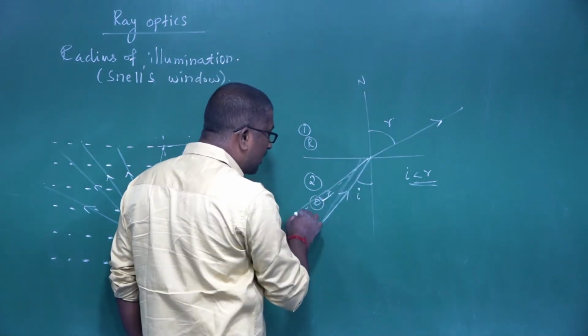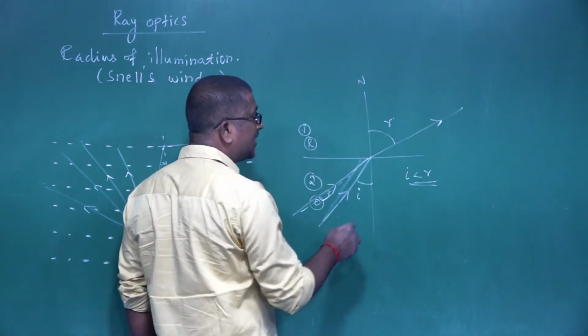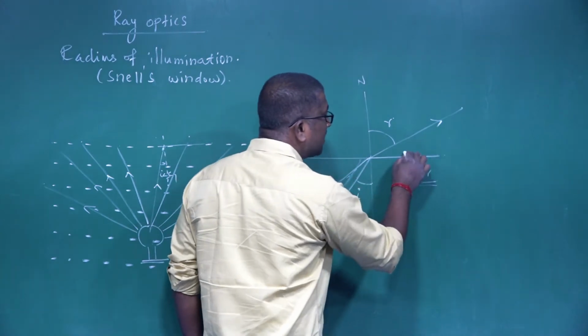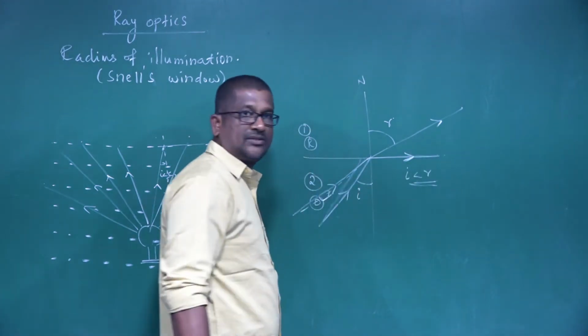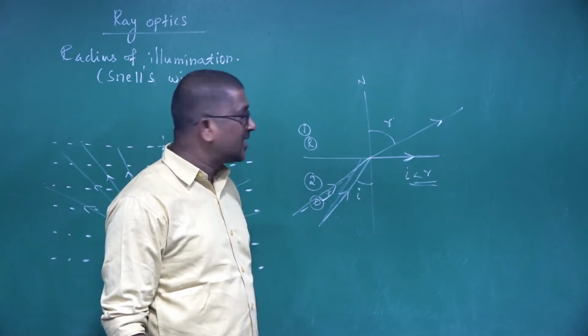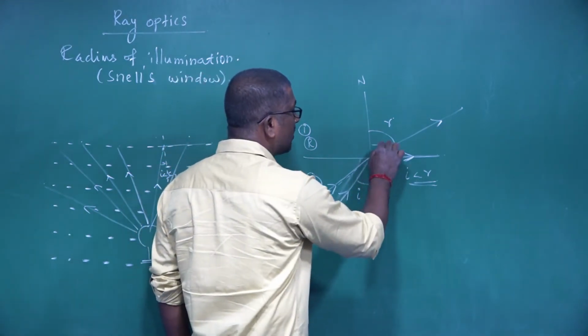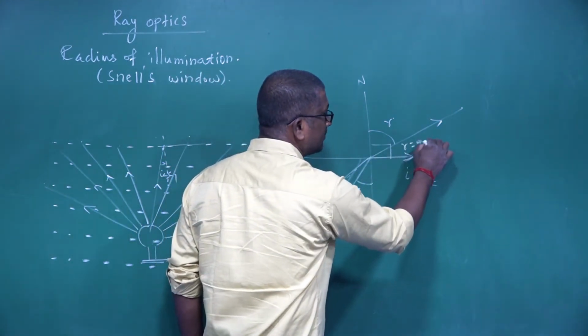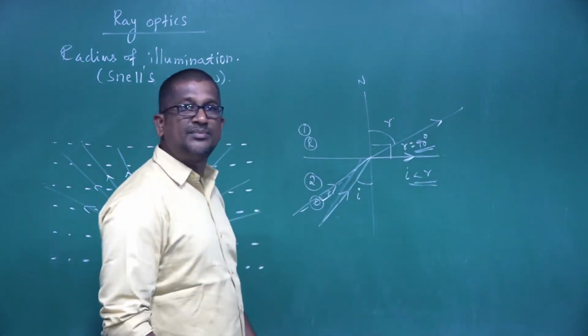At one particular angle of incidence in the denser medium, the refracted ray grazes the surface. That is, the angle of refraction becomes 90 degrees.